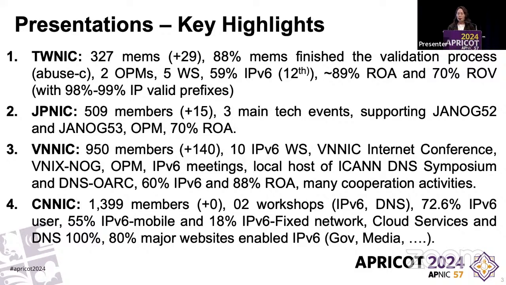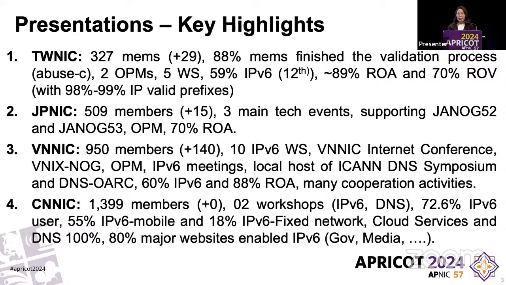From APNIC, APNIC had nearly 1,000 members, and a lot of activity for training and meetings like the APNIC Internet Conference, APNIC NOC, OPM, IPv6 meeting, and a lot of activity working with cooperation parties. They also got a great number of IPv6 and RPKI deployments.